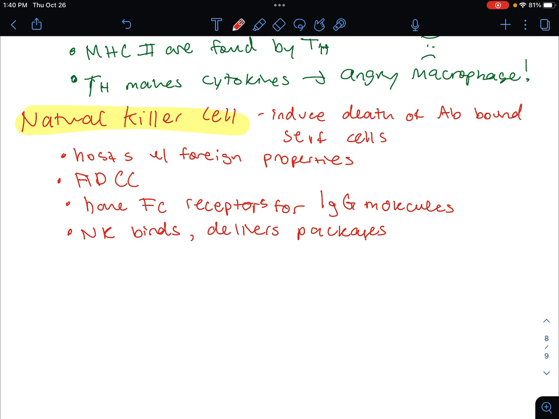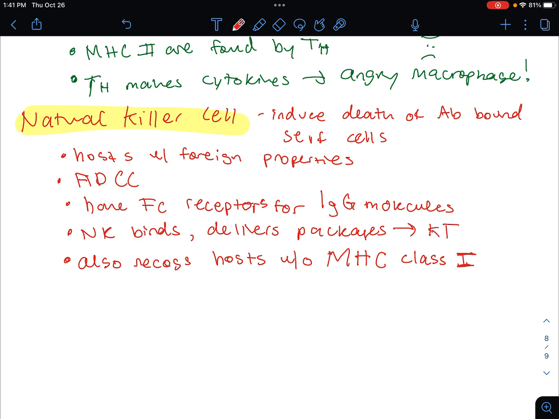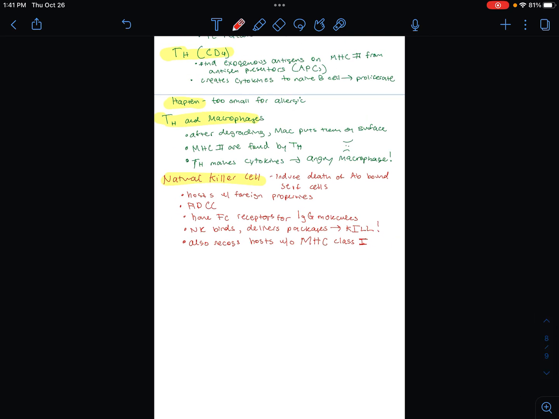They also recognize host cells lacking MHC1. So here we have a cell that's infected by a virus, and the virus eliminates the MHC from the surface. This is recognized by the natural killer cell, which says, well, I don't recognize this. It doesn't have the normal receptor on the surface. So then what I'm going to do is deliver this death package to it and kill that cell. And so those are two of the things a natural killer cell will do.